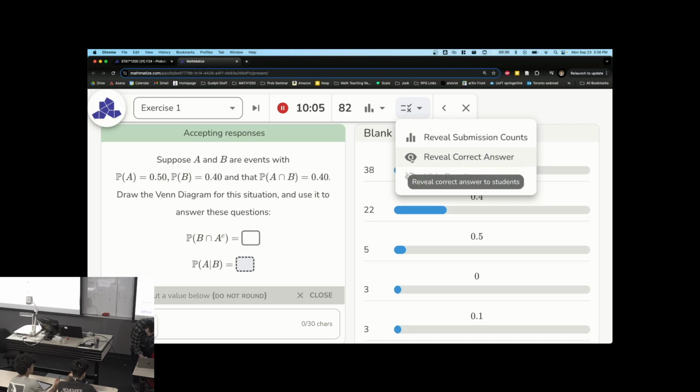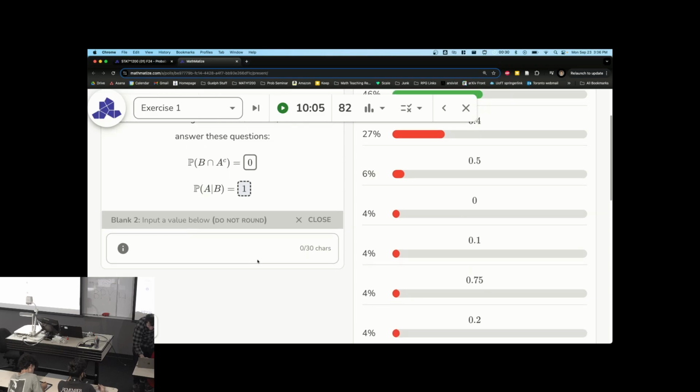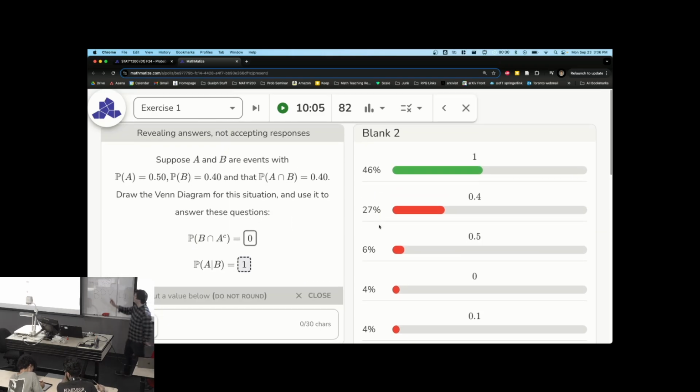What is the correct answer? 0 and 1. The answers were 0 and 1. Okay, so 60% of people got 0 over here. How many people over here? Just under half the people got this one, which is 1. Reminder, 1 in probability means a 100%. So this one, A given B, is 100%.